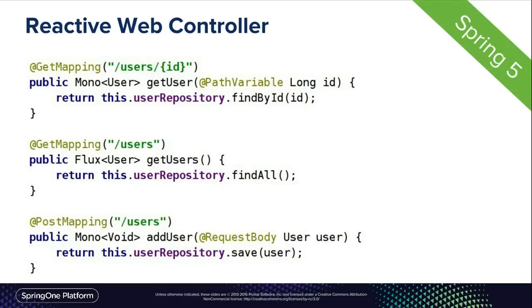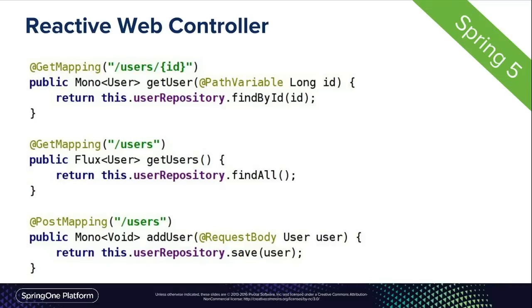So in Spring 5, we have full support for doing things like that. Here you have an example of each one of those repository methods being exposed through a controller method. All of that is fully non-blocking. And we can just return those types directly from the controller method, and they will be handled underneath. And again, that's a Spring 5 capability.